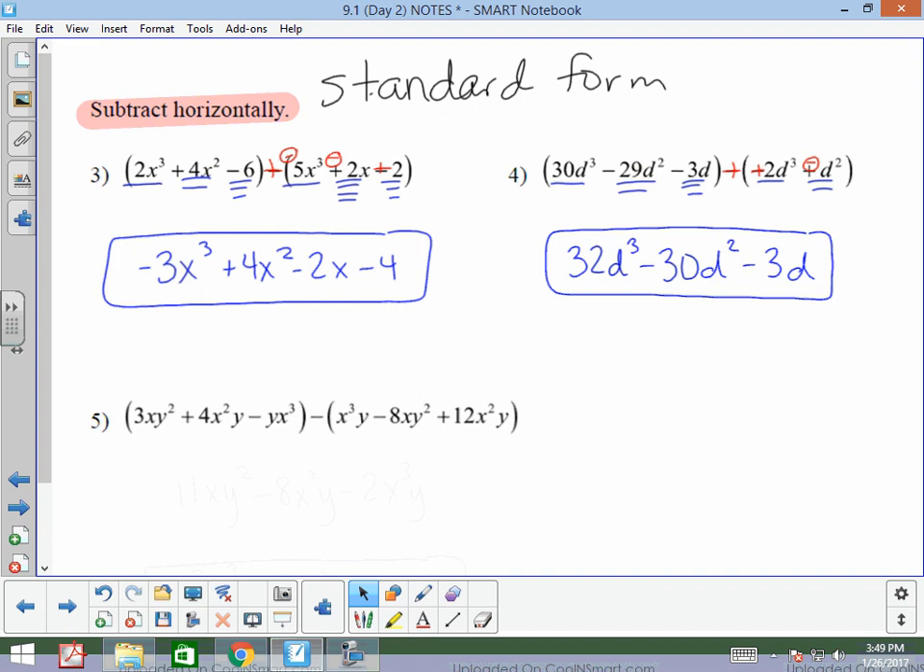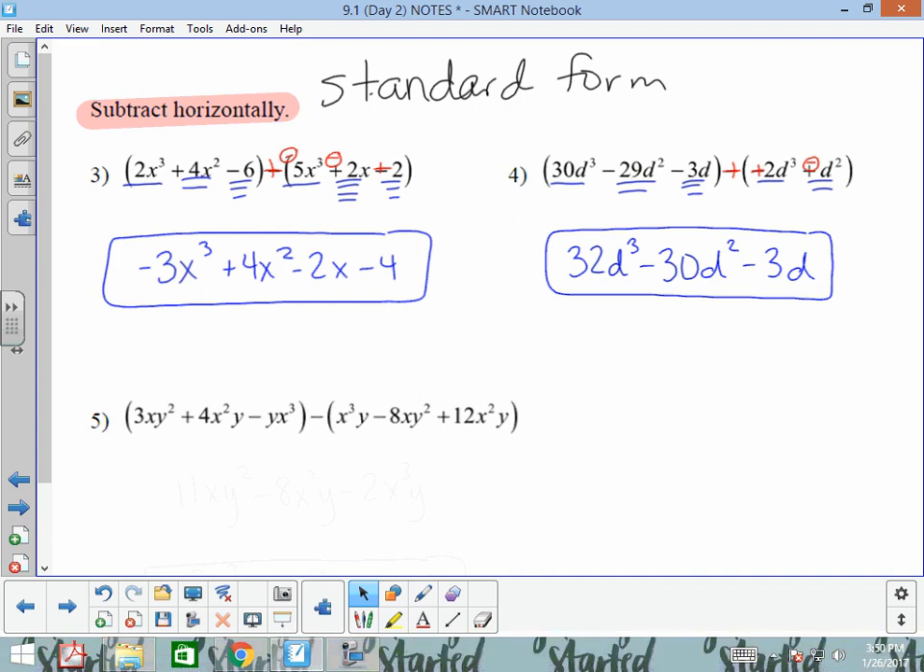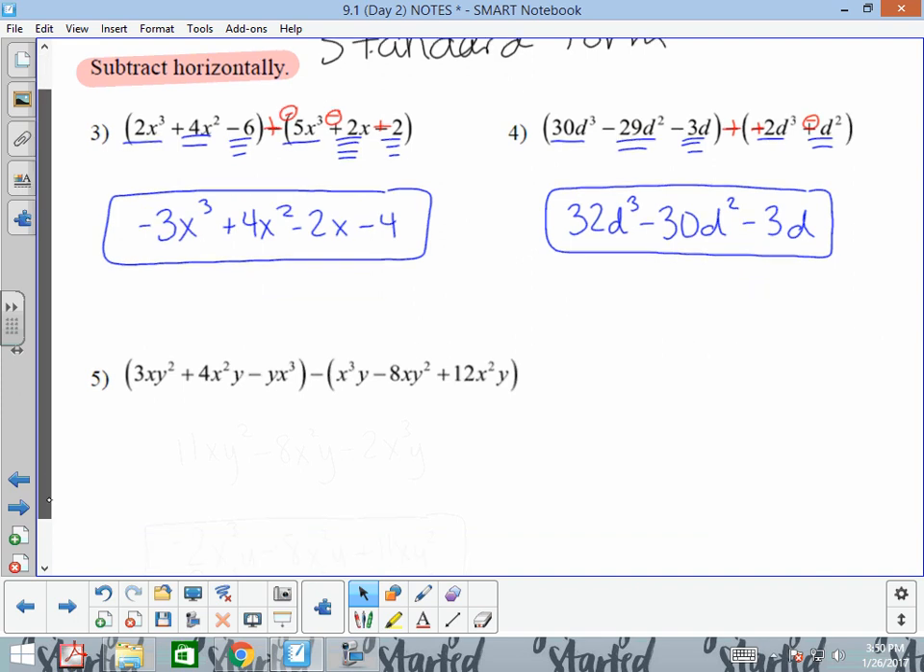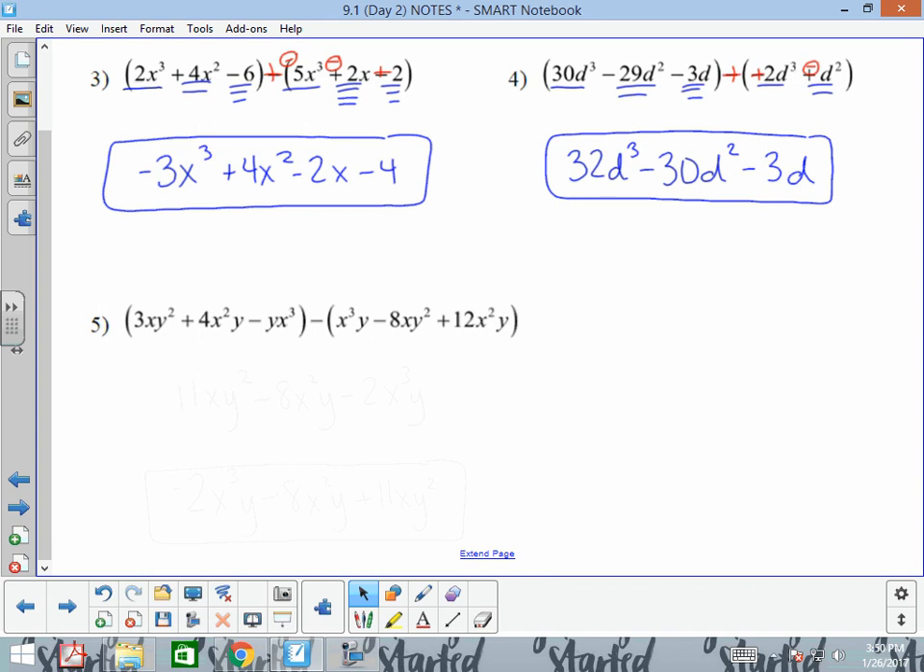And then negative 3d doesn't have anything that we're adding it to, so it's just going to stay the same. So again, notice that my answer is in standard form. The degrees go in order from greatest to smallest. All right, number 5. So this one has more than one variable in each term.